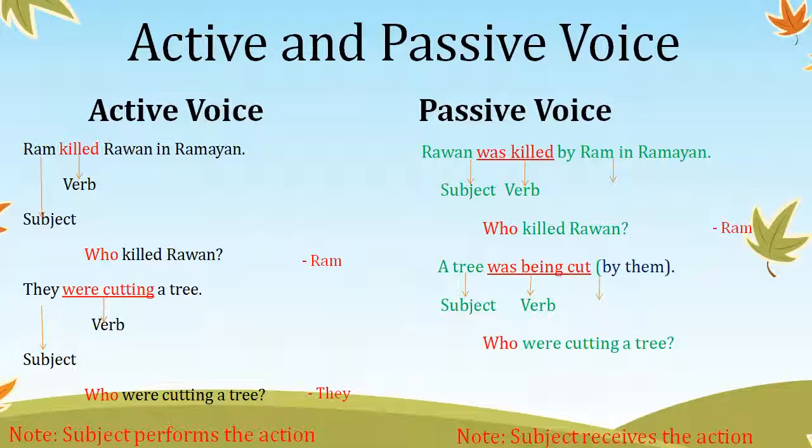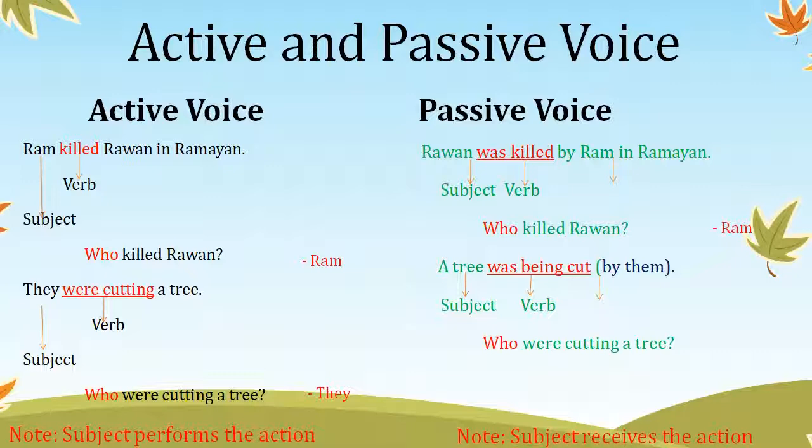Okay, so what we are going to study over that one, you understood or not? Ravan was killed by Ram in Ramayana. Subject is Ravan, but killed is an action that is done upon whom? Ravan. Ravan is receiving the action. So Ram is the one doing the action. That you must understand.